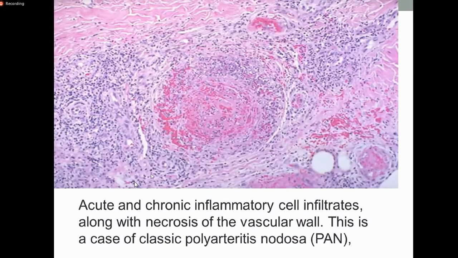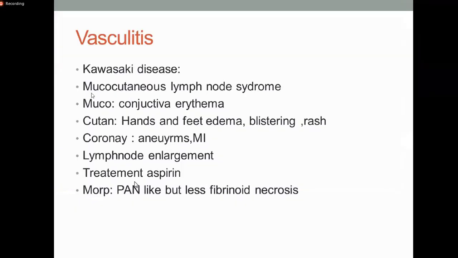Here you see this is the lumen, with acute and chronic inflammatory cell infiltrate along with necrosis of the vessel wall. Here you can see fibrinoid. Fibrin is a pinkish material. This is a case of classic polyarteritis nodosa, and the inflammation is transmural as well, all the way from intima to the adventitia.